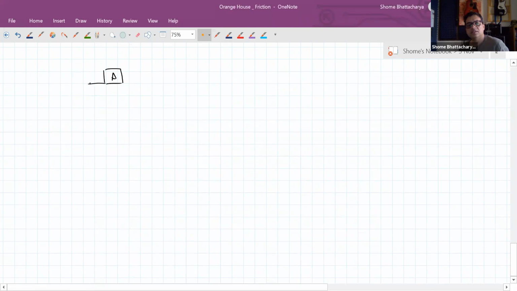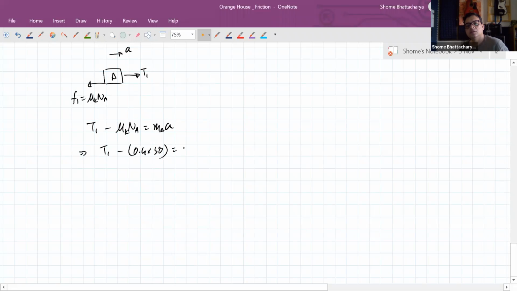So what kind of friction is acting on block A? Kinetic friction. So it's having some acceleration. So T1 minus mu K into normal reaction is equal to mass of A into acceleration. So T1 minus 0.4 into weight of A, which was 50, is equal to 5a. So T1 minus 20 is equal to 5a. That's our first equation.